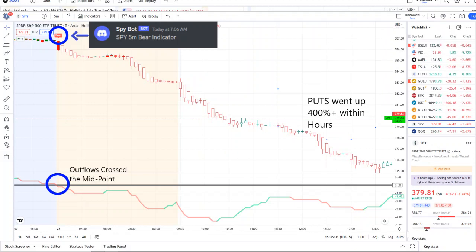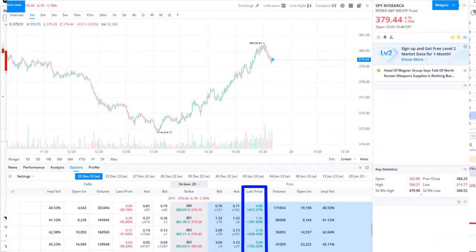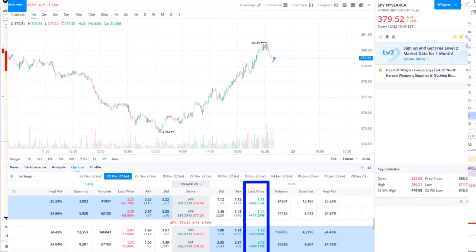And our SPY bot since 7:06 a.m. sent out a bear indicator. From that moment forward, outflows crossed the midpoint to the downside. Pure weakness there on 42 vision, and also after the bell. And put options went up 400% plus within hours, guys. As you see popping up on the screen within the options chain, some options went up even higher than that.